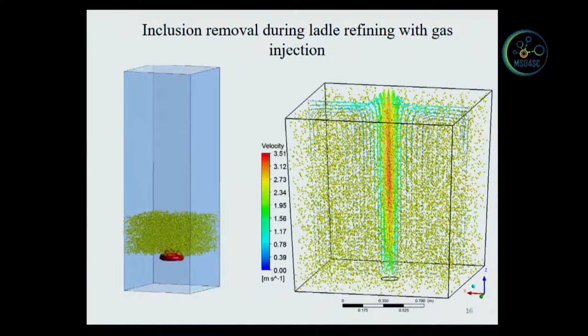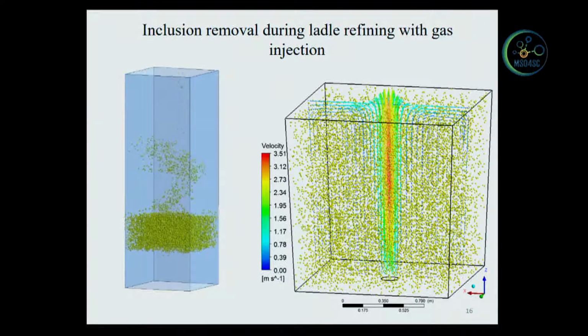Yeah, we can see that when the bubble floats up, the inclusions also go up. We want to make the inclusions go up, because if they touch the top slag, then there is a possibility for them to be removed.